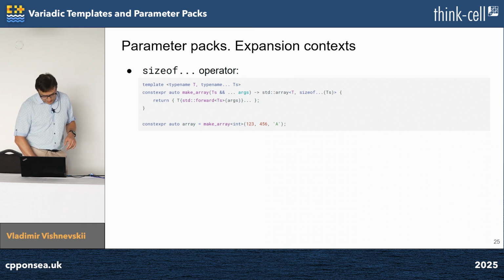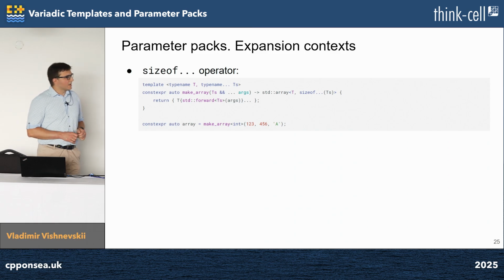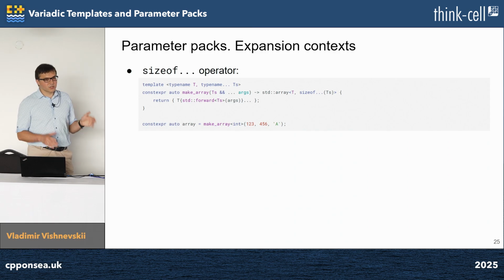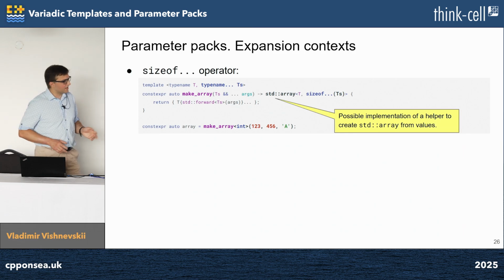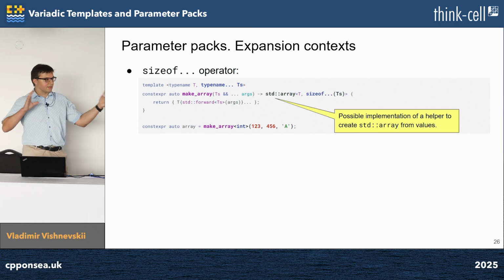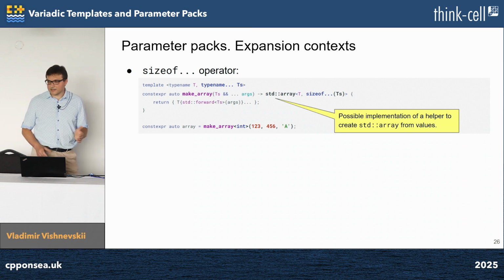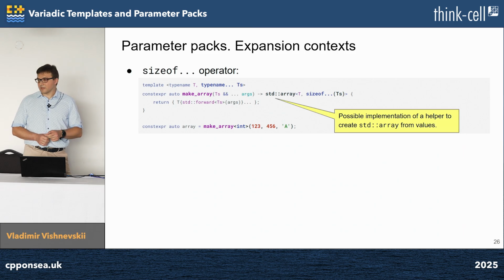So let's look at this potential implementation for the makeArray function. Yeah, so here, makeArray is a helper function that produces an array of some specific types from the provided arguments. So internally, what is happening is that we need to somehow, especially before C++17, figure out the size of the array at compile time. And here we know that this function will have the parameter pack of that size, and this size will define the size of the resulting array.